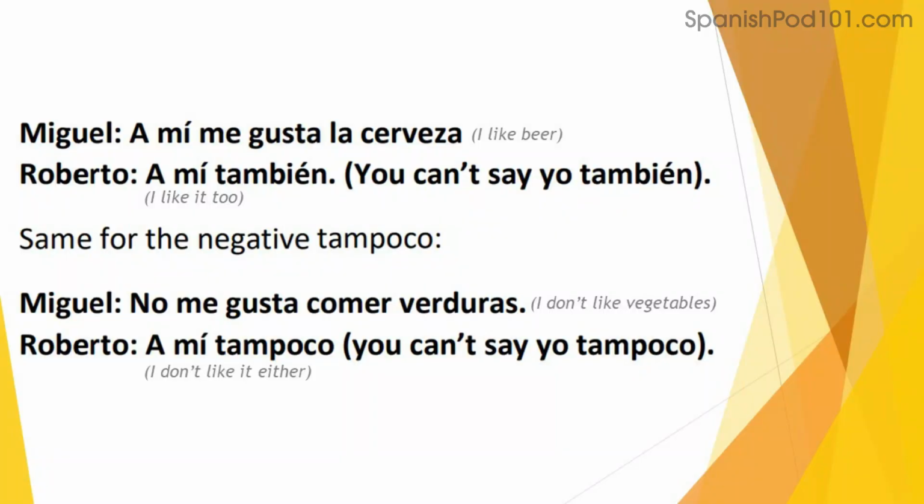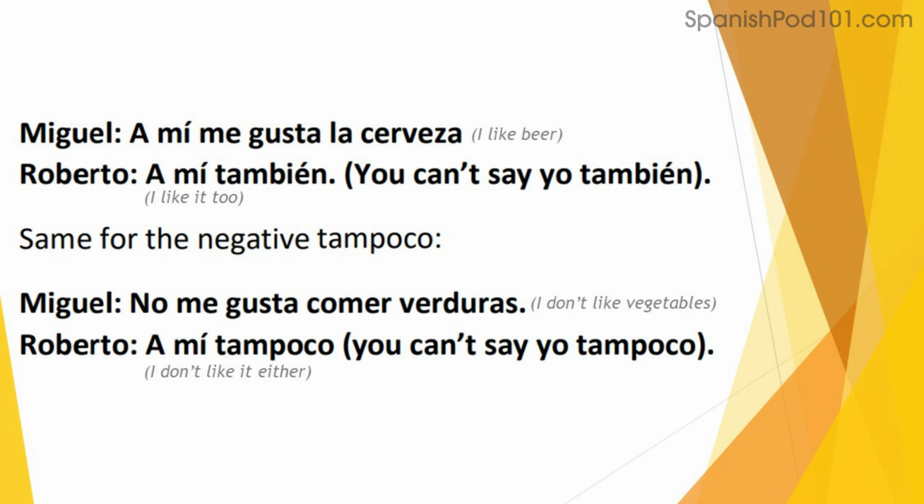The same with tampoco. If I say no me gusta el chocolate, I don't like chocolate, and you want to say that you don't like it either, you cannot say yo tampoco. Here you have to say a mí tampoco, I don't like it either. Let's have a look at some examples. A mí me gusta la cerveza. A mí también. I like beer, so do I, or me too. You can't say yo también here, remember that.